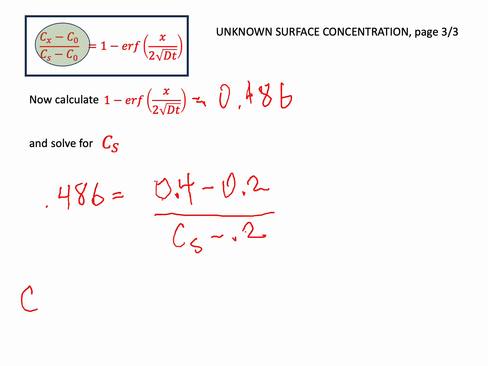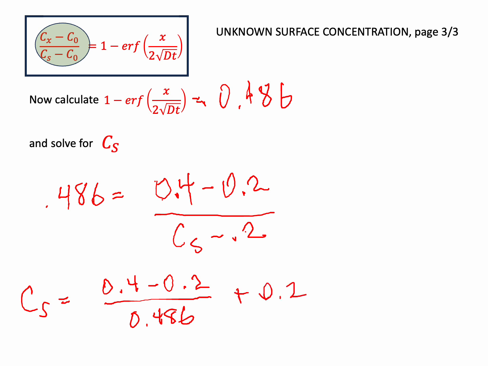So c sub s is equal to 0.4 minus 0.2 divided by 0.486, plus 0.2. So my C sub S, surface concentration, has to be at least 0.6 if I want to be able to get those results at the depth given, 0.0015.